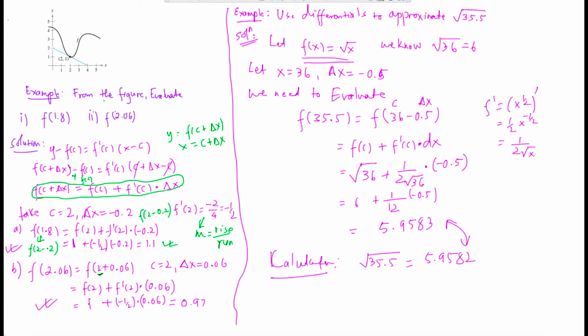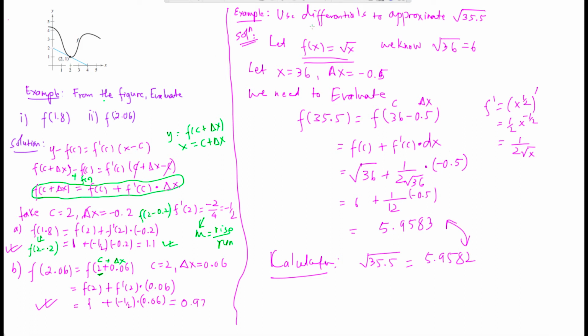And this is like c plus delta x, right? f of c plus delta x is f of c, that is f of 2, plus f prime of c, f prime of 2, times delta x, which is 0.06. So f of 2 is 1, right? Plus negative 1/2 is f prime of 2. We found that already. Times 0.06, that is delta x. When you simplify this, you get 0.97.